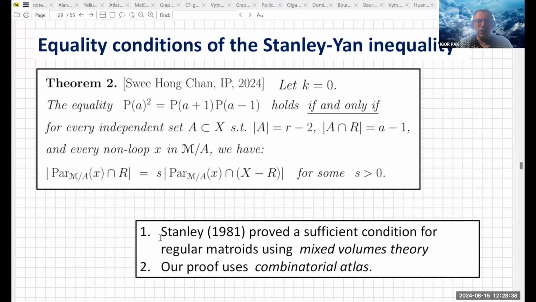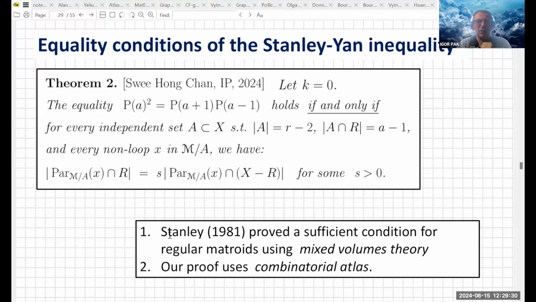As I said, Stanley proved a rather small slice of this result. First of all, only for regular Matroids, and second of all, he didn't prove the equality for any given A, he sort of proved the equality for all A. Can it be true that all those numbers are equal? And that basically the Matroid is uniform, more or less. But he already figured out some version of this relation, and our result basically says, yeah, we can use the combinatorial atlas. This result cannot be proved, as far as we know, without the combinatorial atlas.